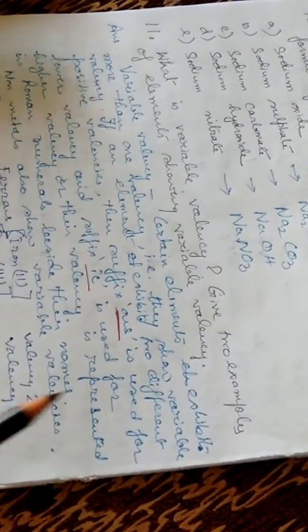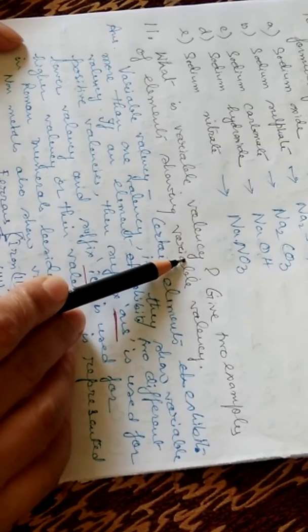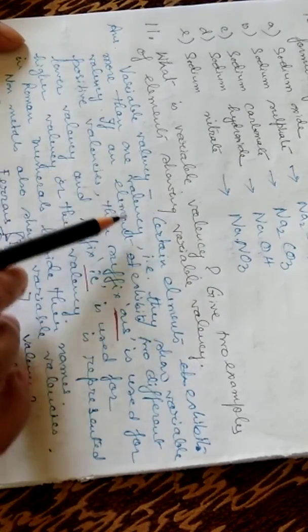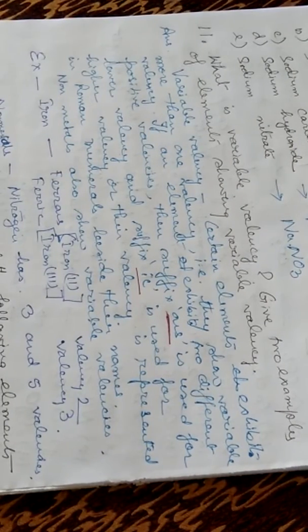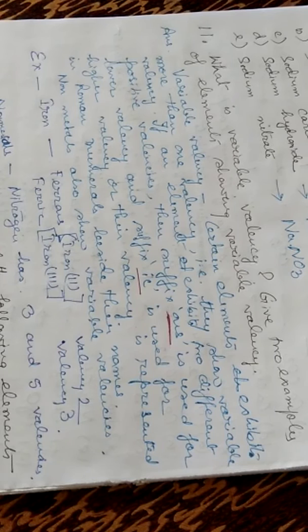Then write the variable valency. Give 2 examples of elements showing variable valency. Variable valency is shown by certain elements which exhibit more than one valency. If an element exhibits 2 different positive valencies, the suffix will be -ous in the lower valency and the suffix -ic in the higher valency. Or their valencies are represented in Roman numerals beside their names.